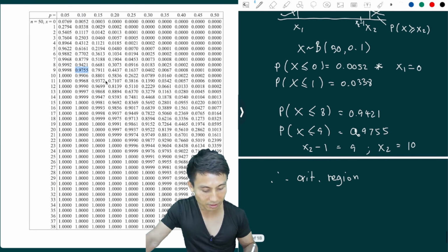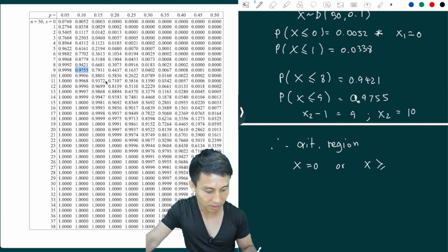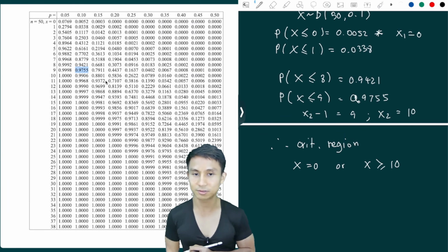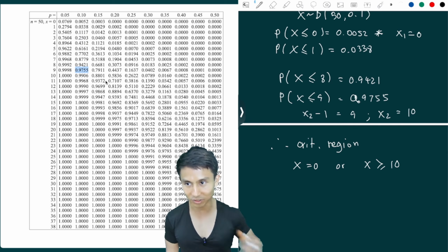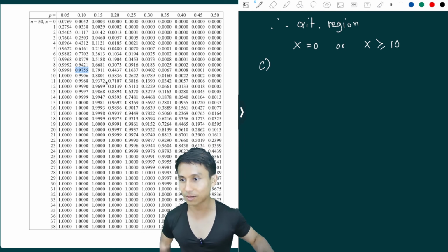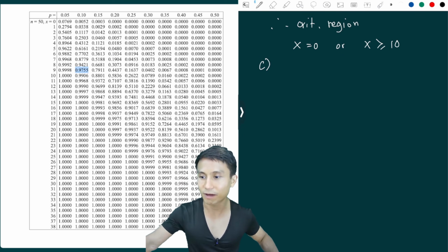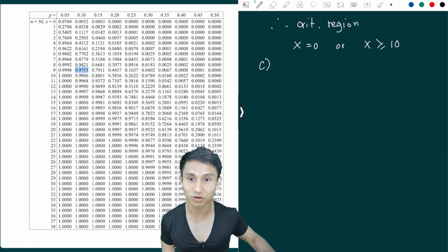Okay, it is going to be x equals 0 or x greater than or equal to 10. All right, make sure you understand this about the critical region here. Okay, next, part C. Find the actual level of significance of the test based on your critical region from part B.